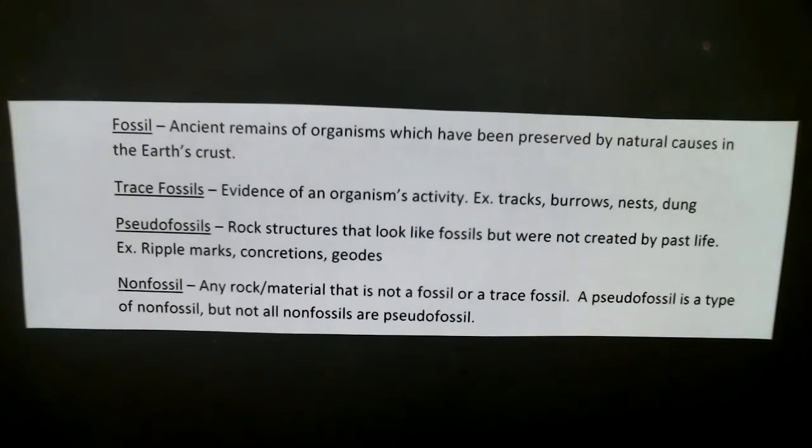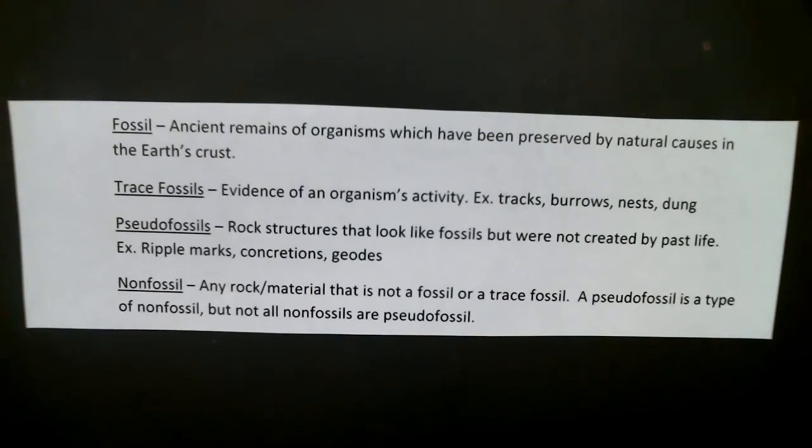So I'm going to show you an object and I'm going to tell you what the object is with a description, and then you're going to classify it in one of these four categories. You're going to say it's a fossil because it's remains of organisms that lived in the past, or you're going to specifically say it's a trace fossil, where it's not part of the organism itself, but it's evidence of something the organism is doing. It's evidence of the organism's activity. Things like footprints, burrows, nests, dung, those things are trace fossils.